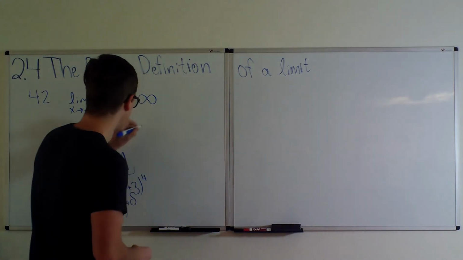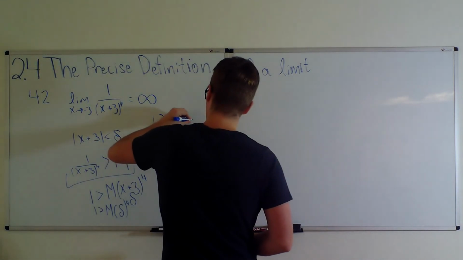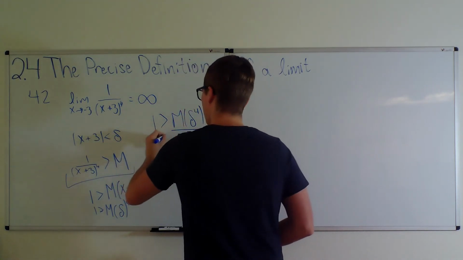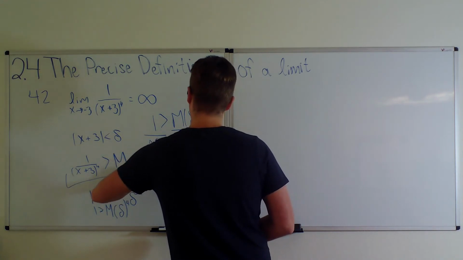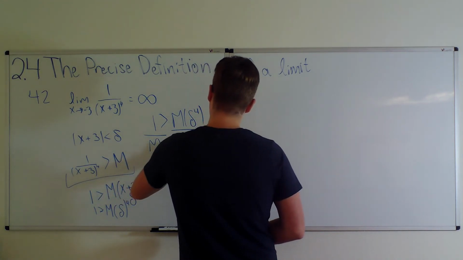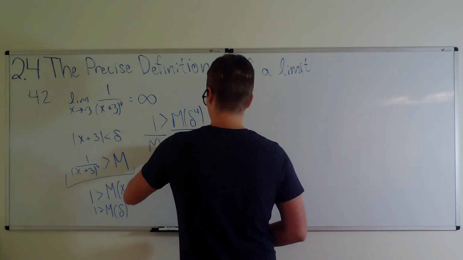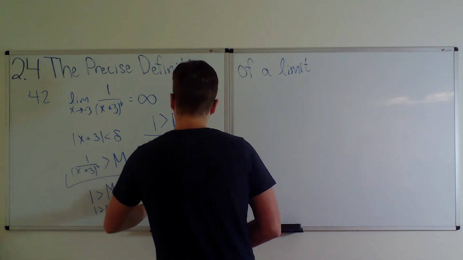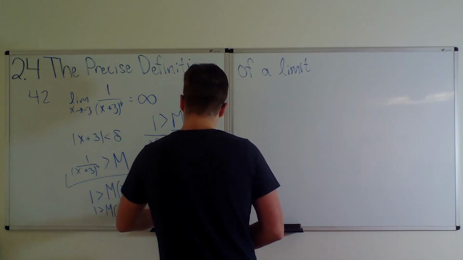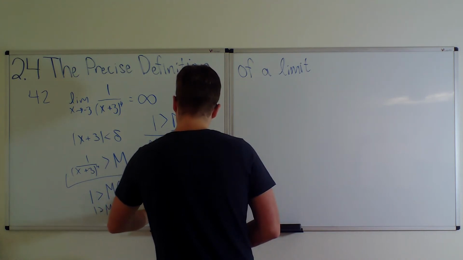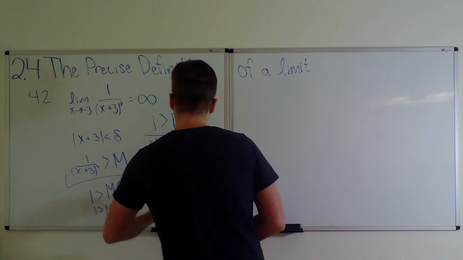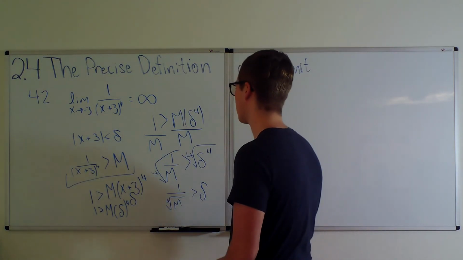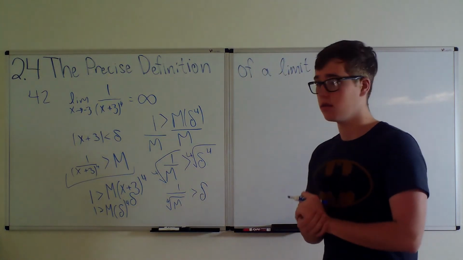So what we do is we have 1 is greater than M delta^4, right? Then we divide by M, so 1 over M is greater than delta^4, and you take the fourth root of it, I'm not sure really what that is, and then you have delta less than 1 over the fourth root of M, right? So if we have our delta to be that, then this is proven.